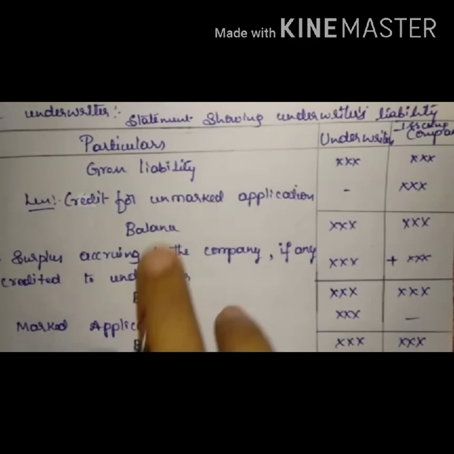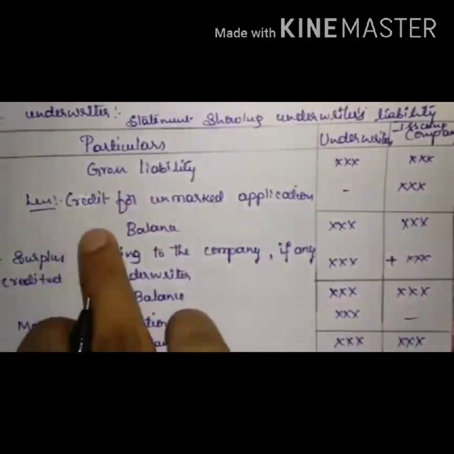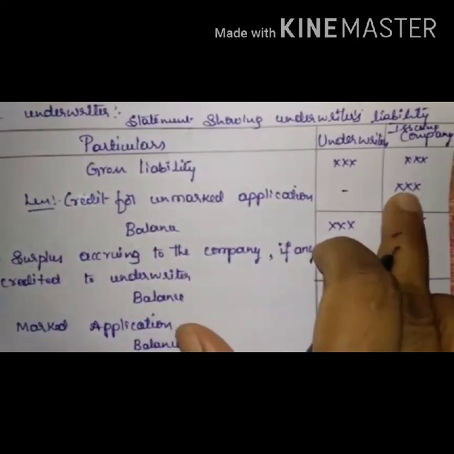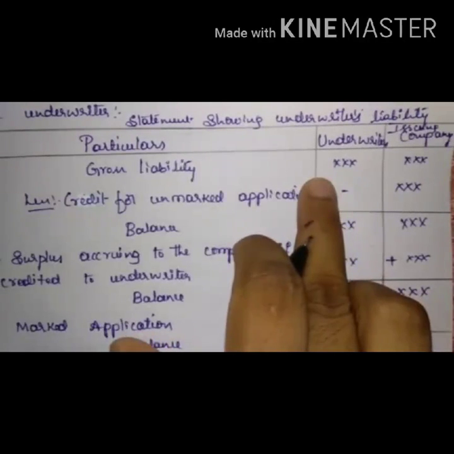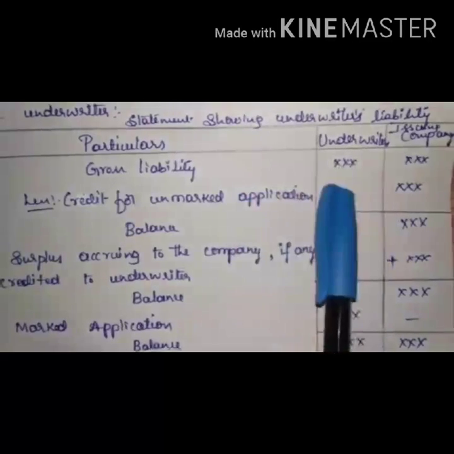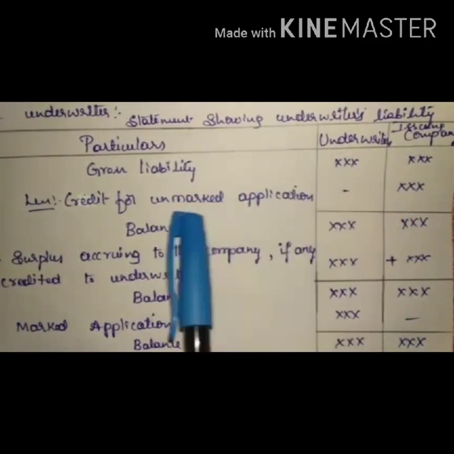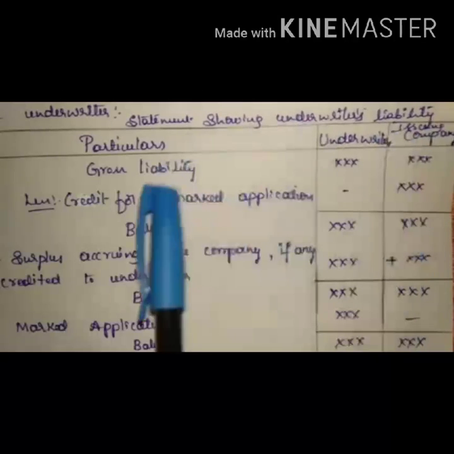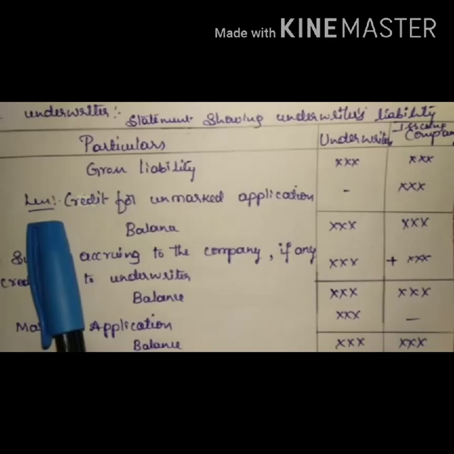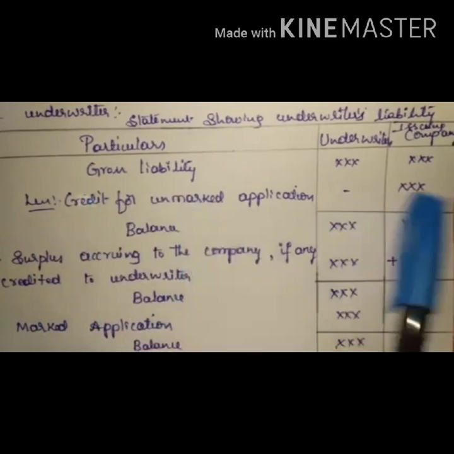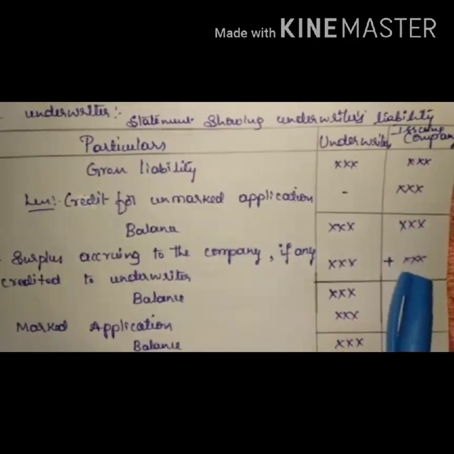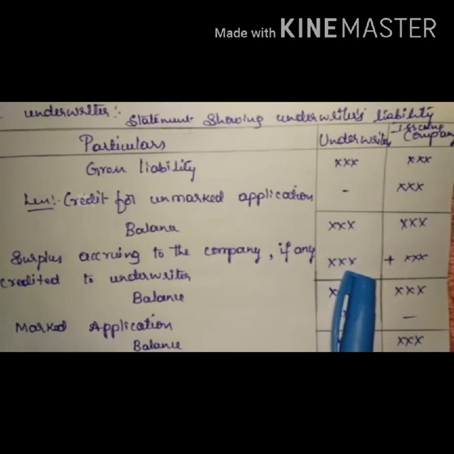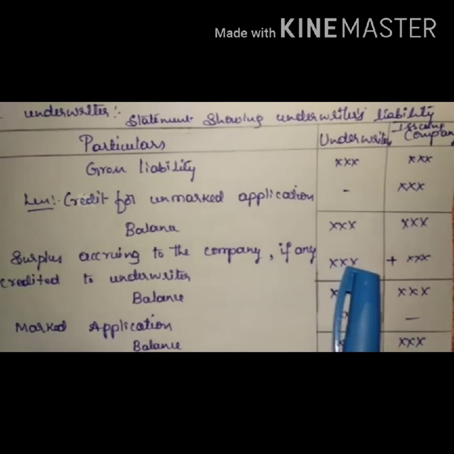Here is the format. First we have to take gross liability. Then from that we have to give credit of unmarked applications to the issuing company, because underwriting is for part. When underwriting is for part of the issue, at that time unmarked applications become the marked applications for the company, and the company will be the underwriter for that. For that purpose, we have to give the credit of unmarked applications to the company. Then if the company is getting a surplus, that surplus we have to share, or credit to the account of the underwriters, in order to reduce their liability.